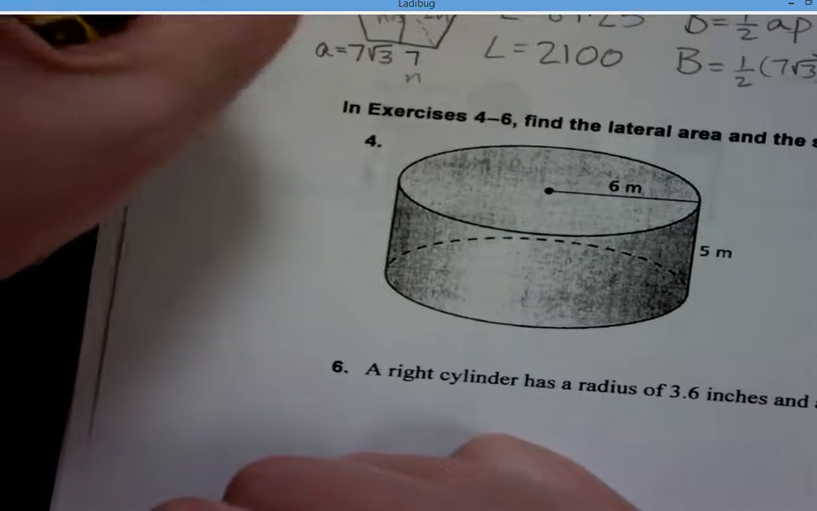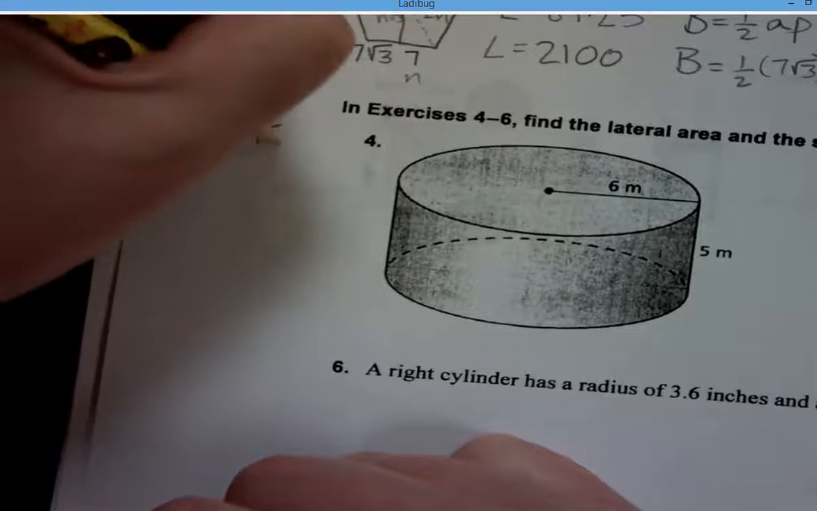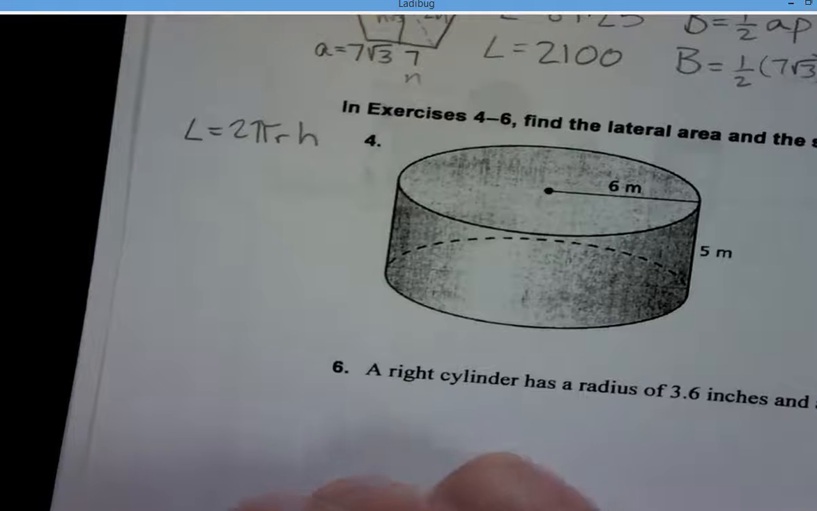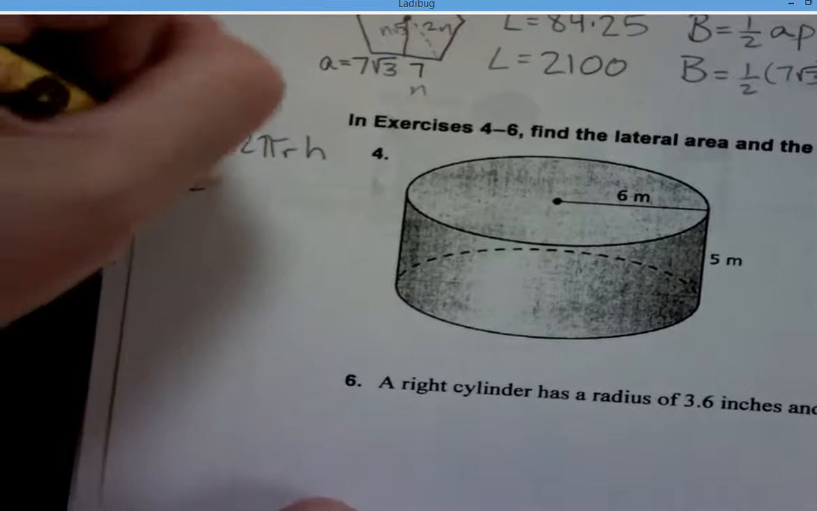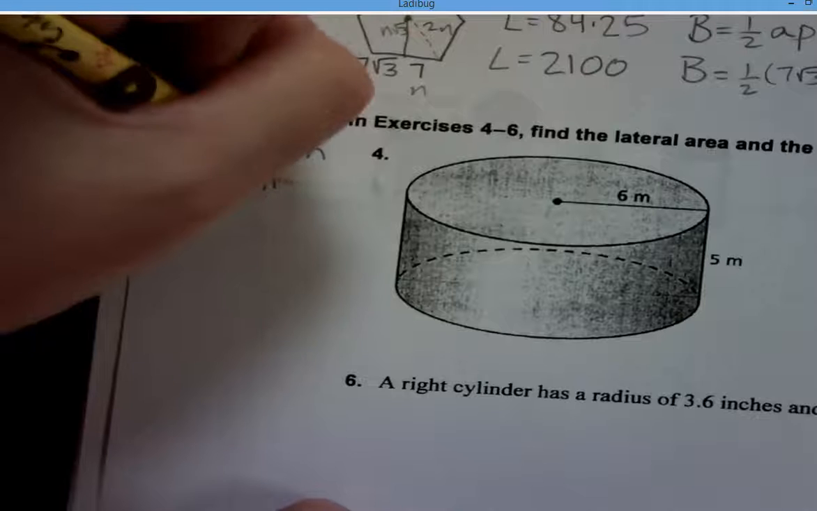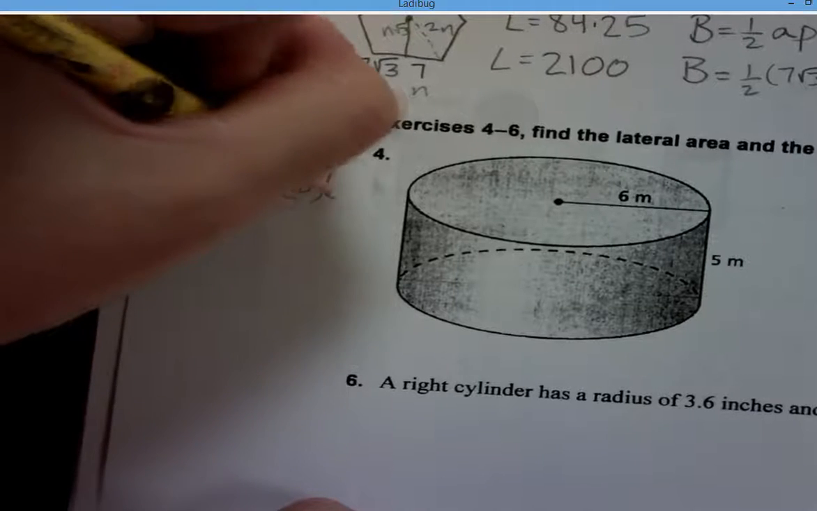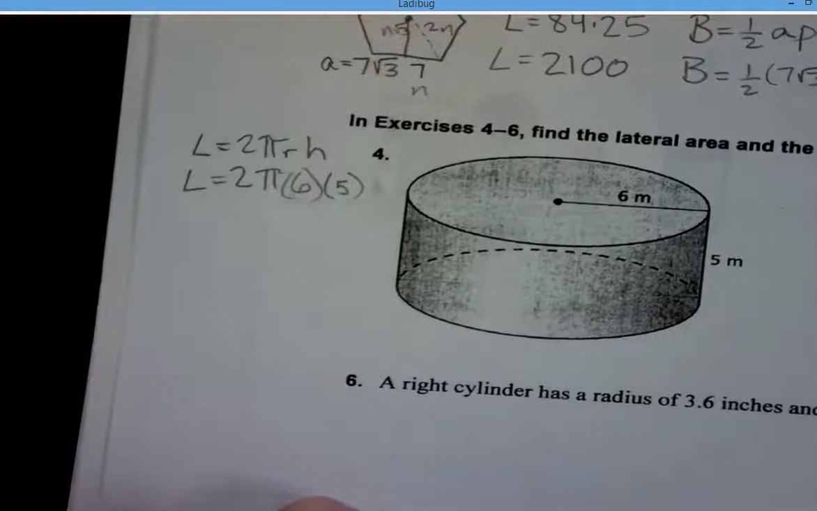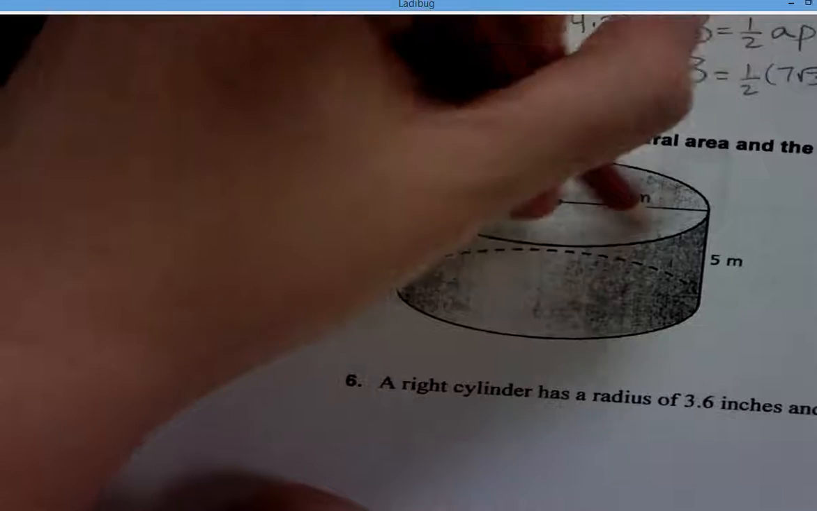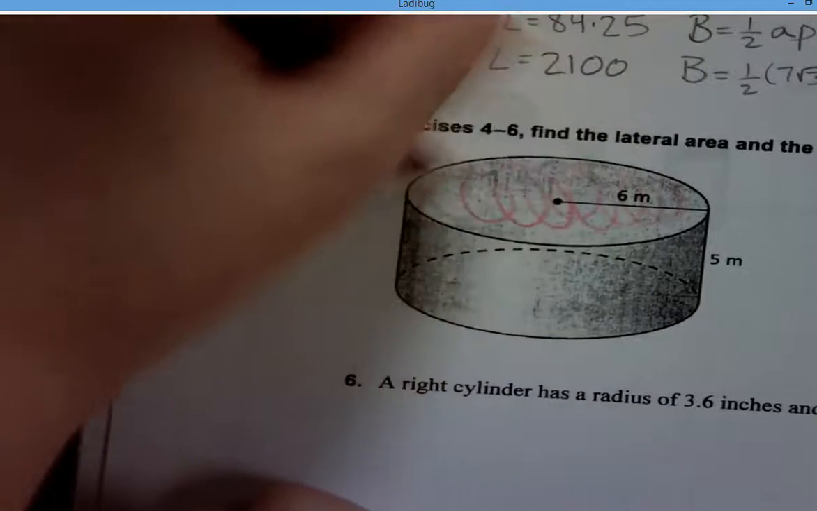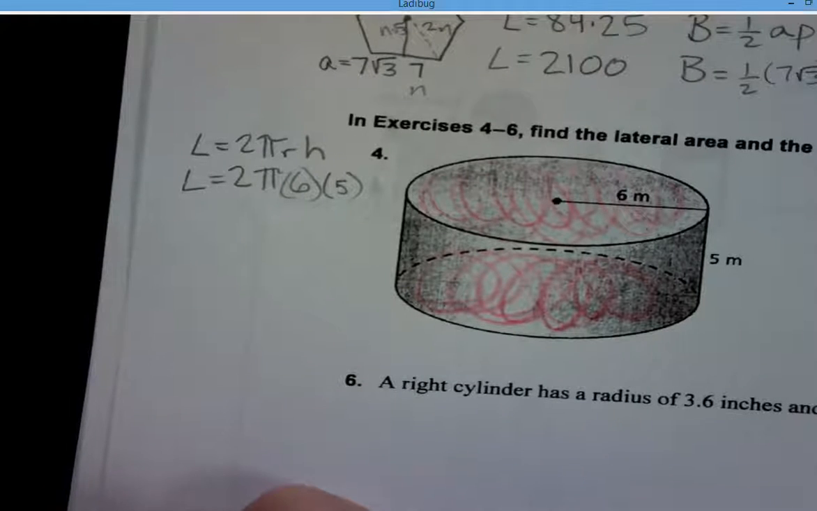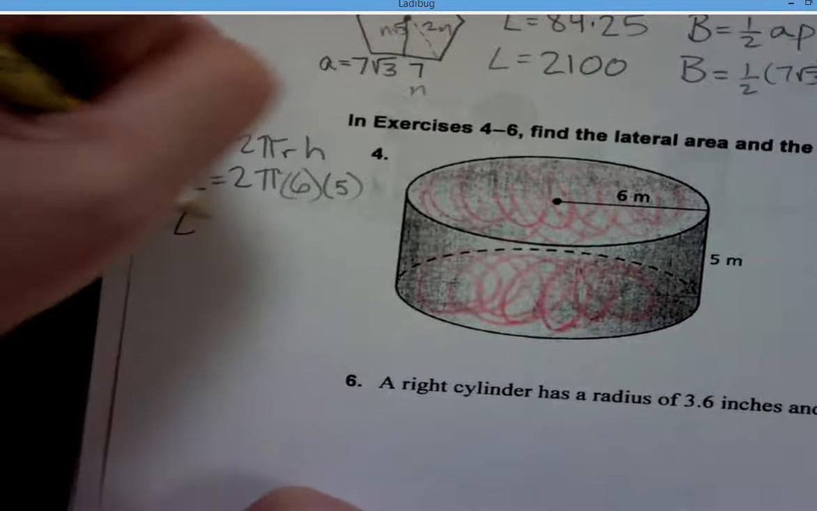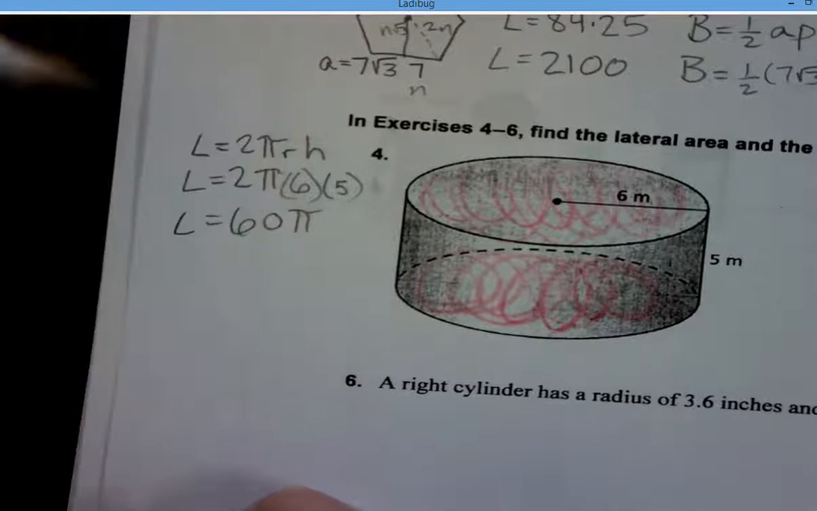Okay. L equals 2 pi r h. So all you need is the radius and the height. We're given that. We're just plugging these numbers in. L equals 2 pi, the radius is 6, the height is 5. Again, the bases are the circles. There's the bases, they're all colored in. So our lateral area is 60 pi.